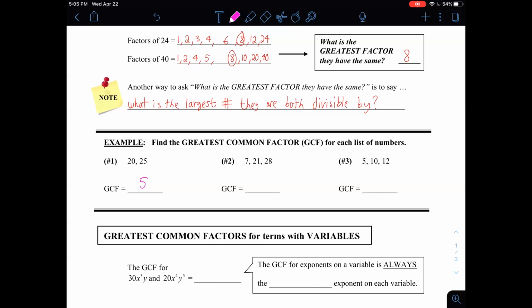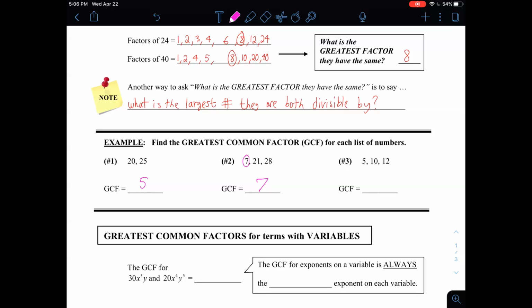That's a GCF. What's the biggest number that goes into 7, 21, and 28? Hopefully you said 7. And here's a trick for you guys. If you have multiple numbers here, the greatest common factor can't be bigger than the smallest number, which is 7, because it's saying what number goes into 7. Well, 28 doesn't go into 7, right? That's too big. So the greatest common factor will never be bigger than the smallest number there. That's kind of a trick for you guys, okay? So 7 is the GCF there.